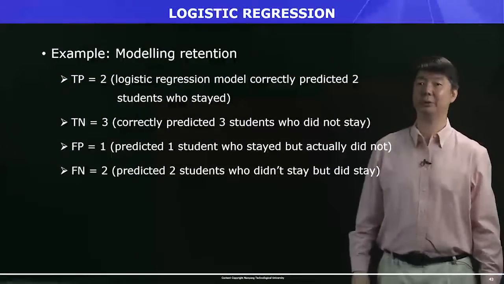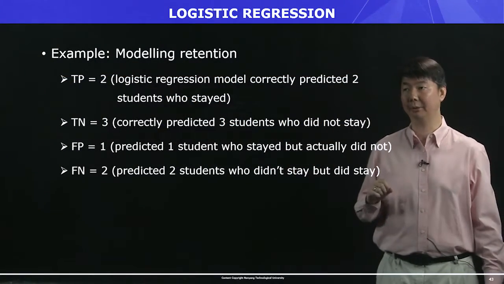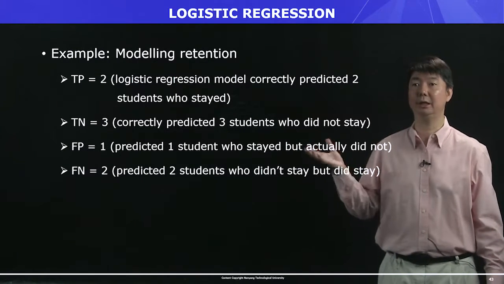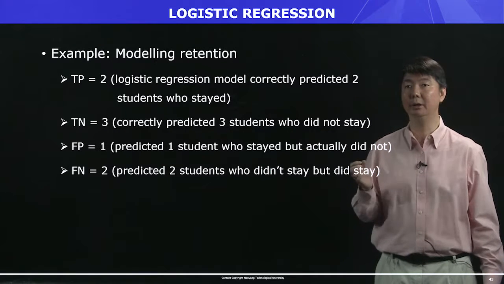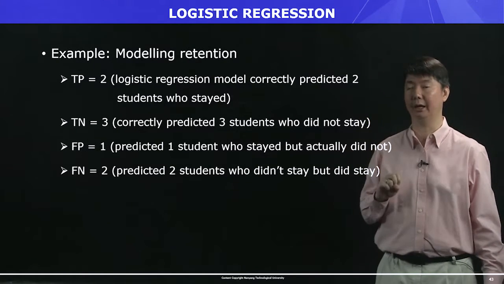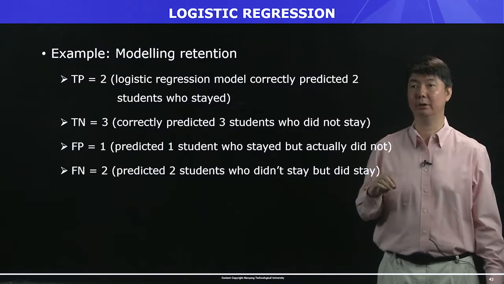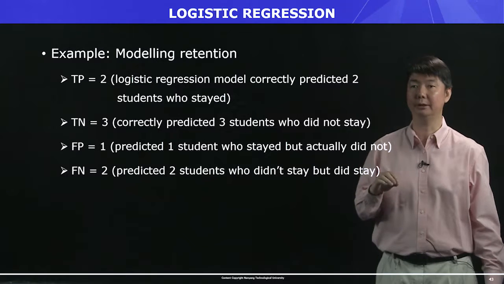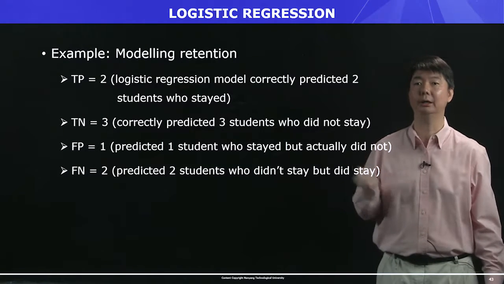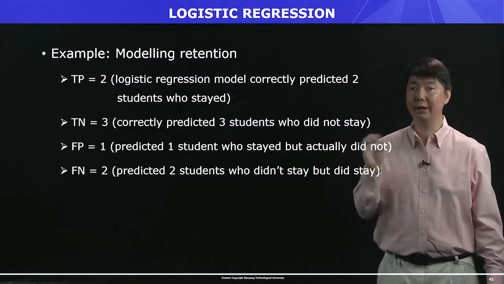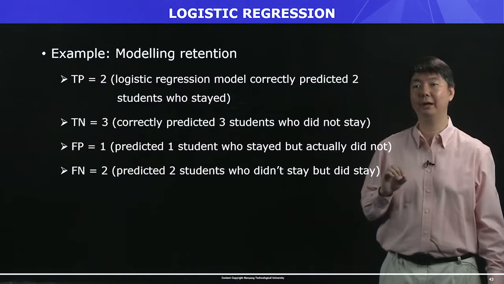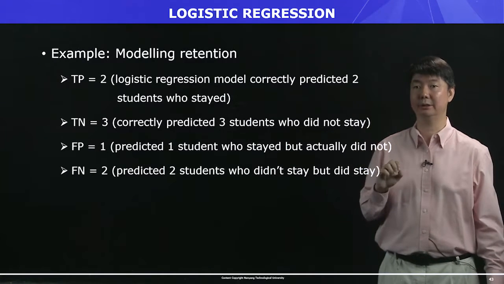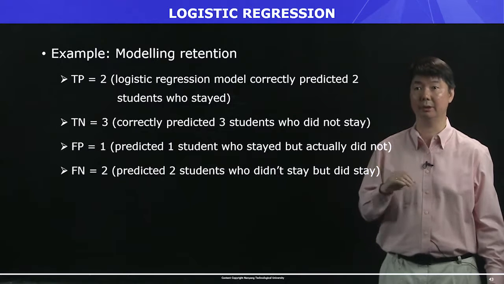This slide summarizes what we see in the previous table, essentially the predictions of the logistic regression model. Here we can see TP equals 2, which means that the model correctly predicted 2 students who stayed. TN is equal to 3, that means the model correctly predicted 3 students who did not stay. FP equals 1 means that the model incorrectly predicted that the student stayed in the program, but actually the student did not stay. And finally, FN equals 2 means that the model predicted there were 2 students who did not stay, but in actual fact, the students stayed within the program.